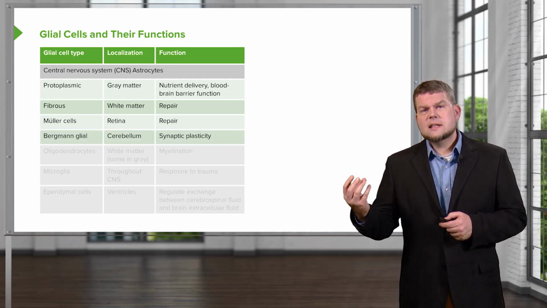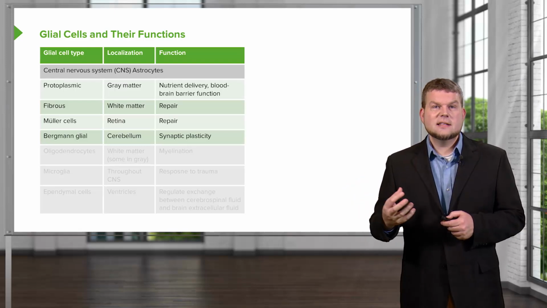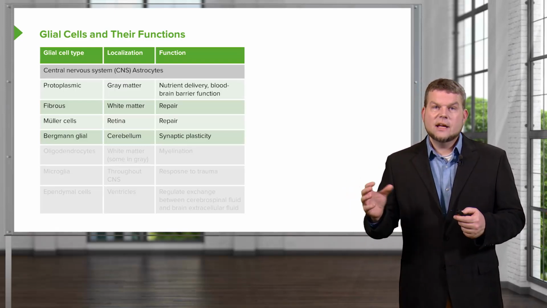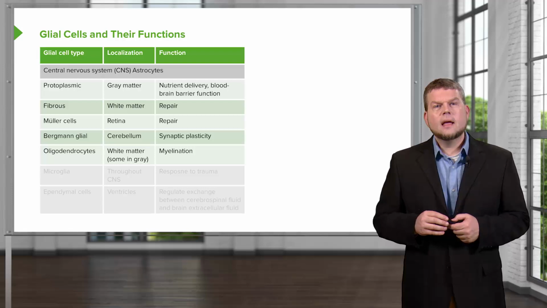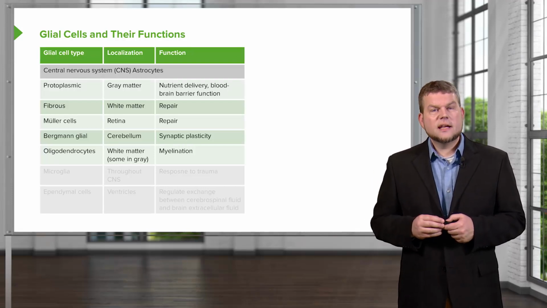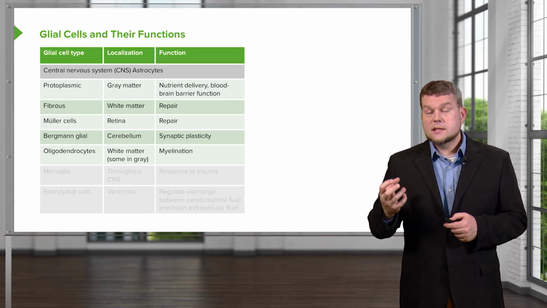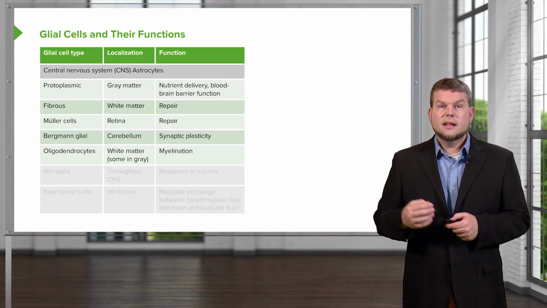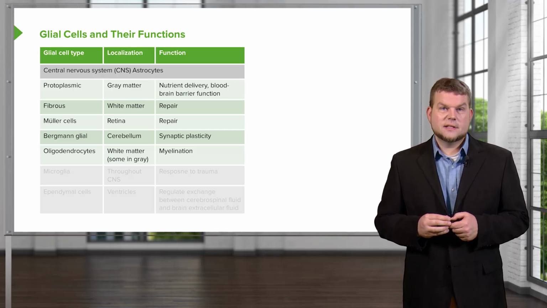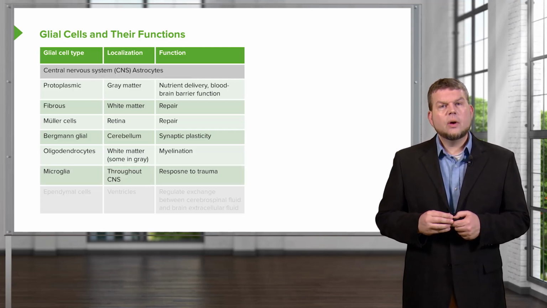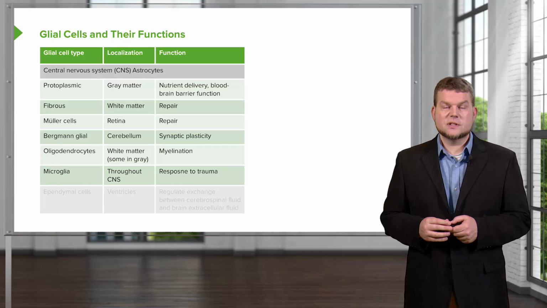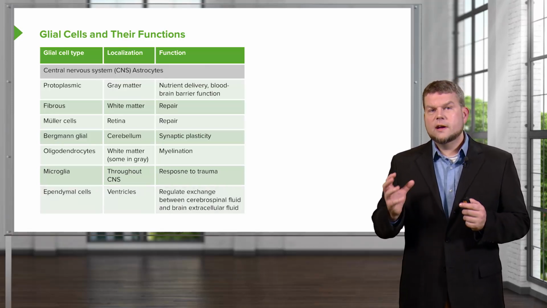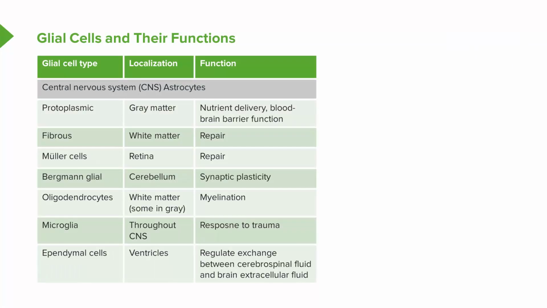You also have other ones that help build new neurons. This involves synaptic plasticity to be able to link up various nervous projections. Once you reach things like oligodendrocytes, these act a lot like the Schwann cells did in the peripheral nervous system. It involves myelination around various axons. You have microglia that help respond to trauma events, such as if the central nervous system was damaged. And finally, you have very specialized cells that will allow for the formation of cerebrospinal fluid.